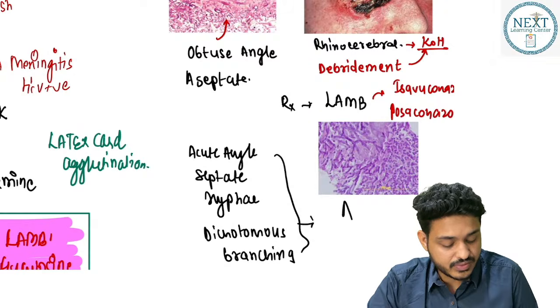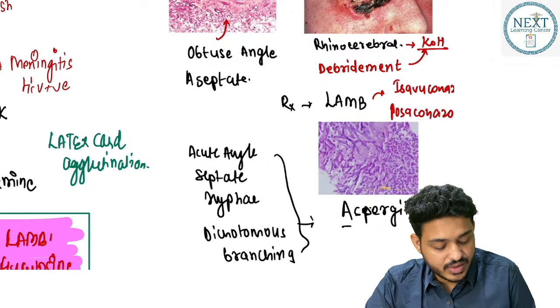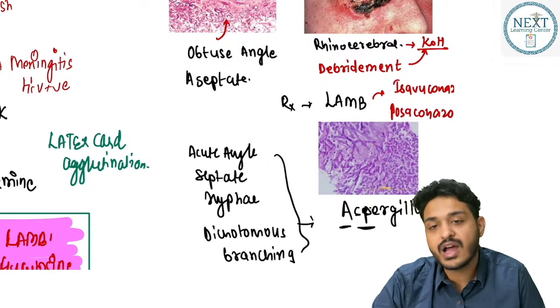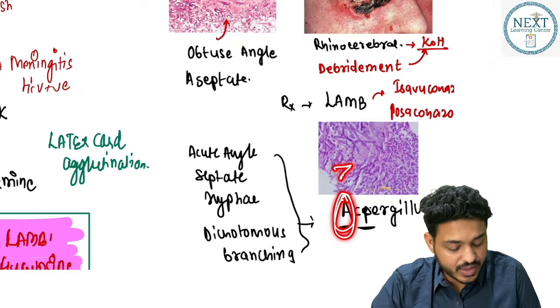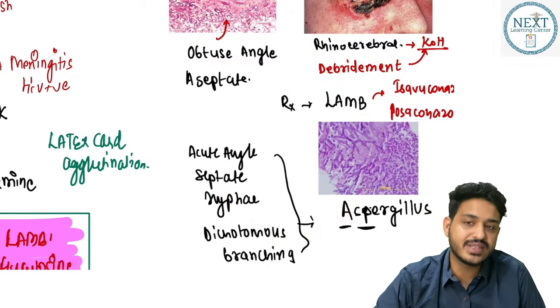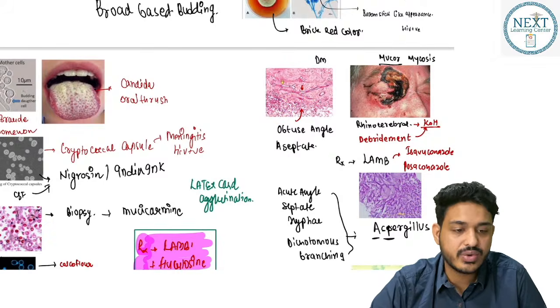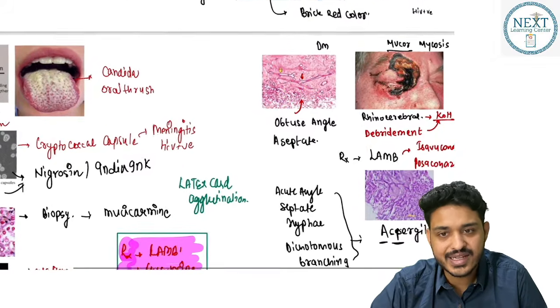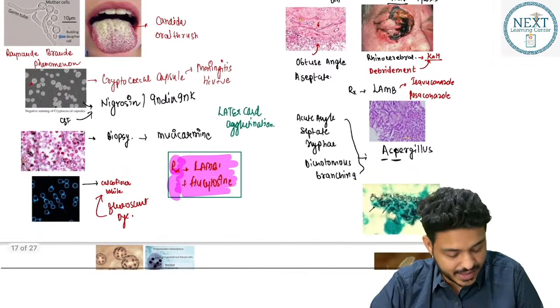This is a case of aspergillus, right? So aspergillus, you can remember acute angle septate hyphae. From the name itself you can also remember. So whenever you will find the acute angle and septate hyphae, this is going to go in the favor of what? Aspergillus. And if it is going to have wide angle, this is obtuse angle, this is going to go in the favor of what? Obtuse angle is going to go in the favor of mucormycosis, right?